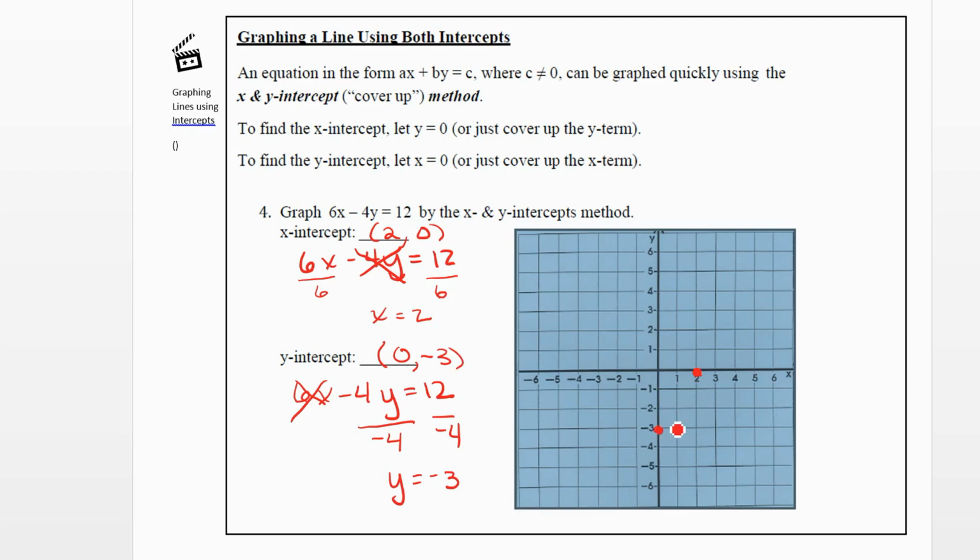And for a straight line, we only need 2 points, so we can use those 2 points and graph our line. So this works, and it's an easy method because for x and y intercepts, the opposite value is 0. And when you plug 0 in, it's going to make that whole term 0. So covering it up is like making that whole thing go away.